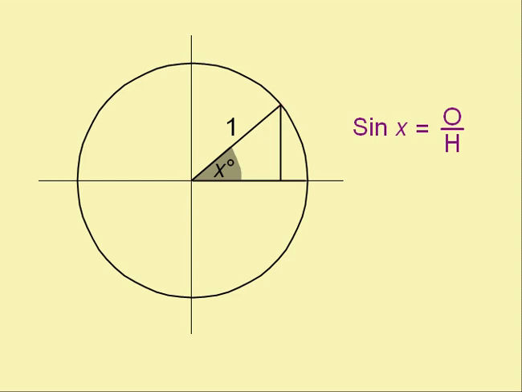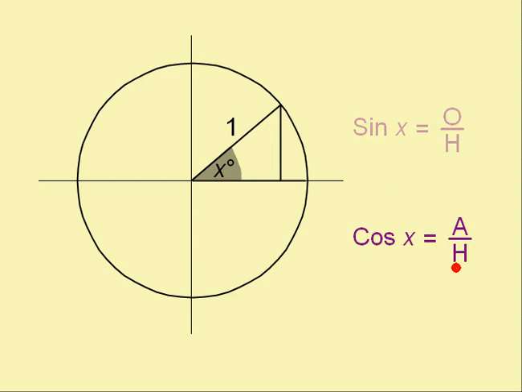the hypotenuse. You'll notice that I've drawn this circle with a radius of 1, so that when I do my opposite divided by my hypotenuse, I've actually got O divided by 1, and anything divided by 1 is just the number itself. So for this particular triangle here, sine x will just be the length of the opposite side.